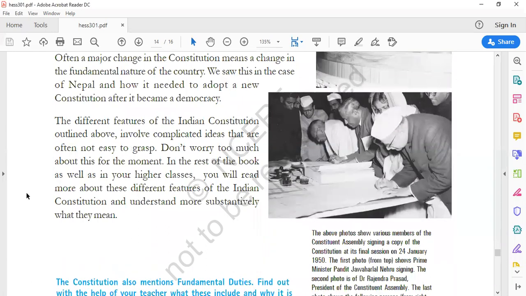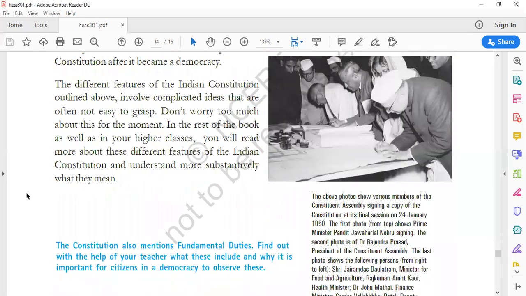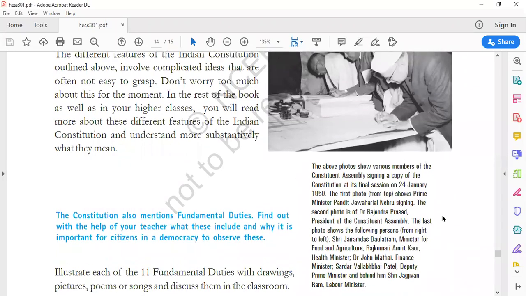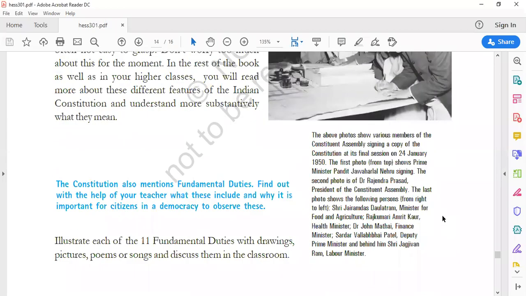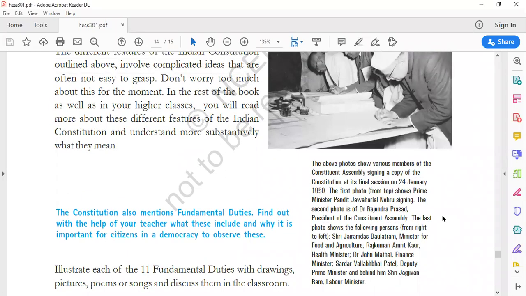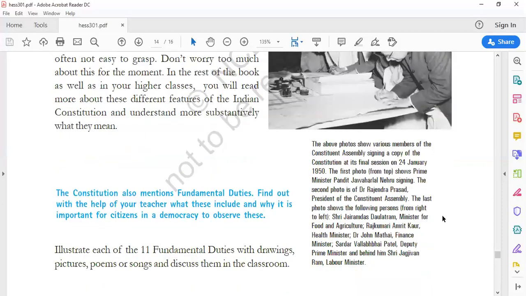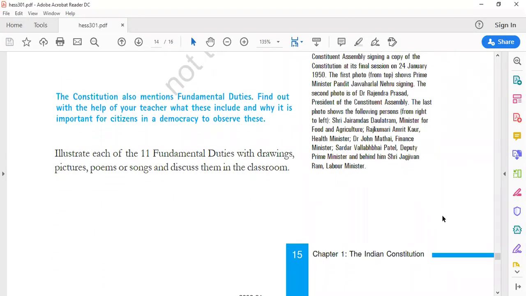Bharati case. Okay, the different features of the Indian constitution outlined above involve complicated ideas that are often not easy to grasp. Don't worry too much about this moment. In the rest of the book, you will understand more about the constitution. The above photo shows various important members of the Constituent Assembly. You can see they are signing the copy. Pandit Jawaharlal Nehru signing, second Rajendra Prasad, all of them are signing. They are all founding fathers of our constitution. Very important moment.